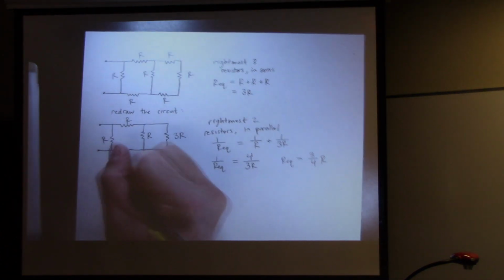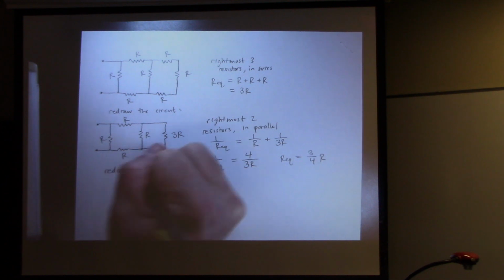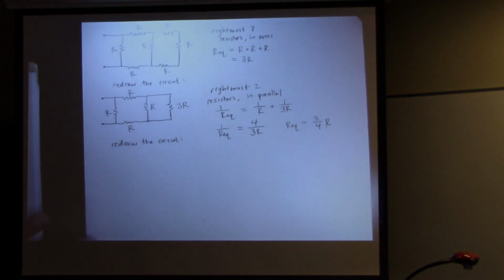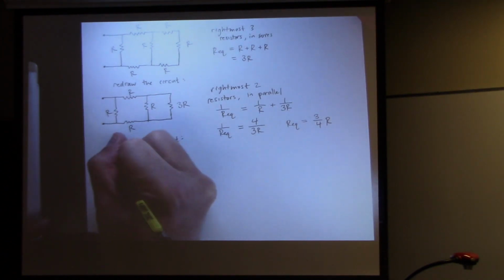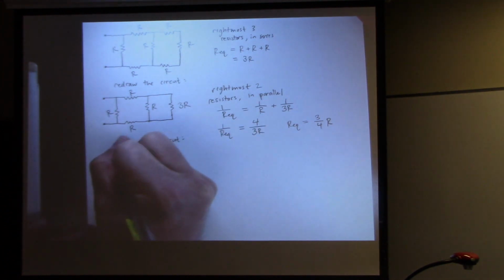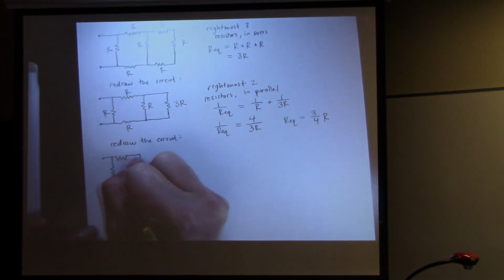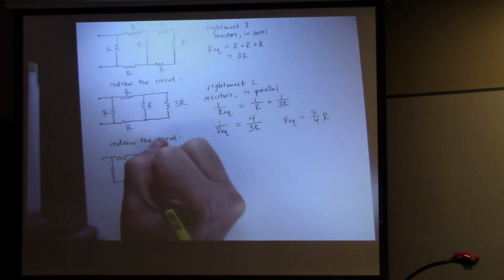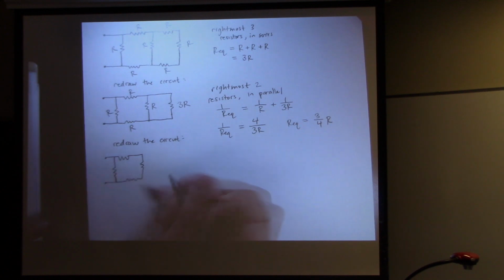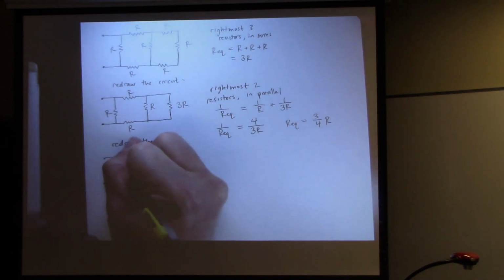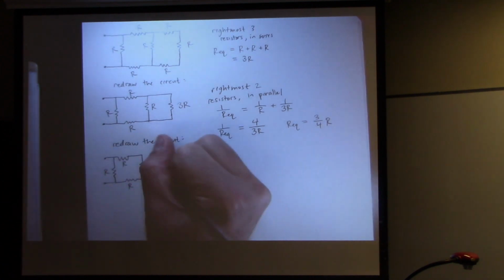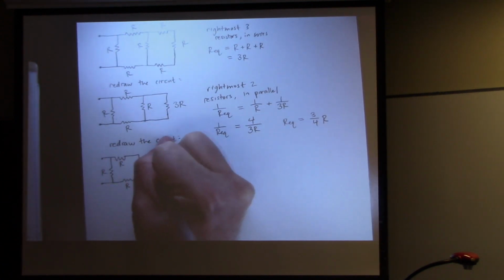And again, it's time to redraw the circuit. The stuff on the left looks the same, but now we just have one resistor over here on the right. So let's label everything. We have R, we have R, we have R. But now this resistor here on the right is 3/4 R.